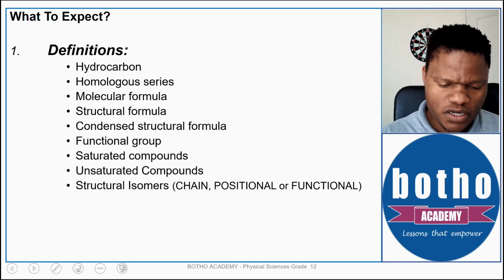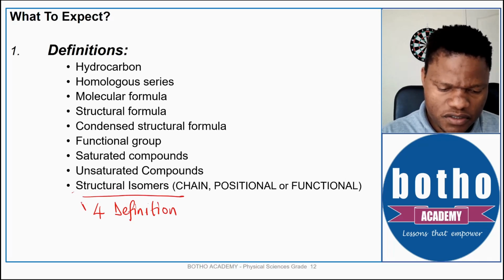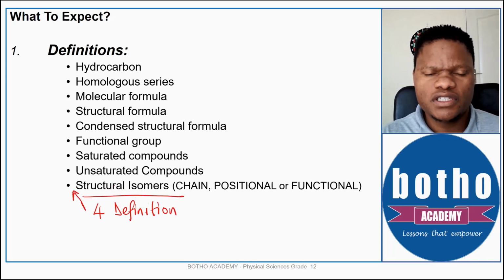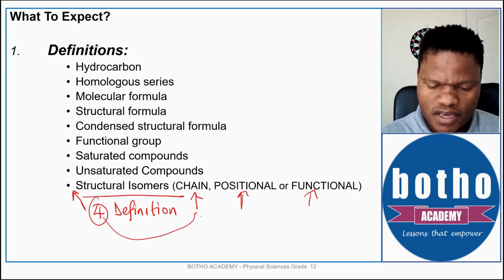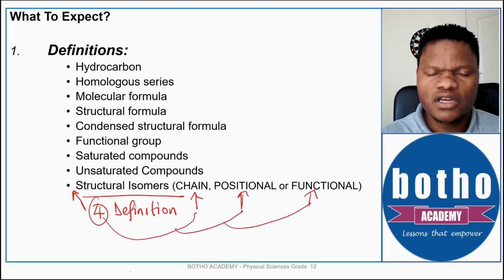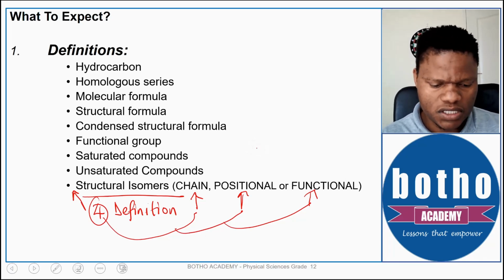Now, when it comes to this one on structural isomers, you are expected to at least understand 4 different definitions, because the last bullet point is about 4 different definitions. Structural isomer on its own is a definition which you should learn, together with chain isomer, which is here, and there's also positional isomer, and there's also functional isomer. All in all, these make up the 4 definitions that you need to learn. So you need to know all the different types of isomers in terms of the definition, so that you are able to answer the question if it does come up.